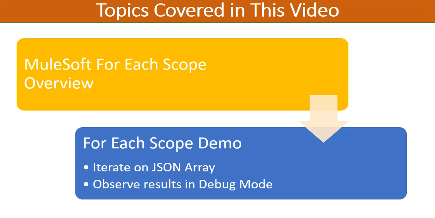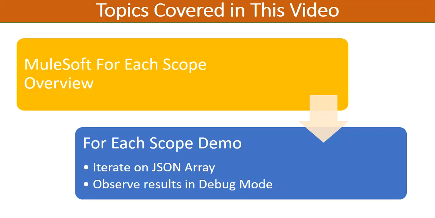Let's have a look at the topics that are part of this video tutorial. First, I will have a theoretical overview of the for each scope, where I will explain what exactly the for each scope is and why it is used. And then I will be implementing a simple use case where I will demonstrate the usage of the for each scope. We will use a simple JSON with a collection of user objects, and then we will implement our message flow, and we will see how we can iterate on different elements of this array, and we will observe the results in the debug mode.